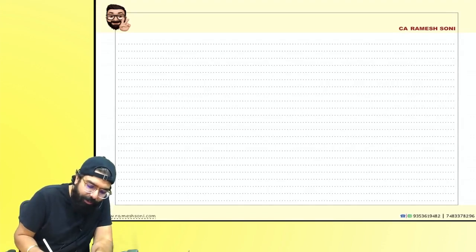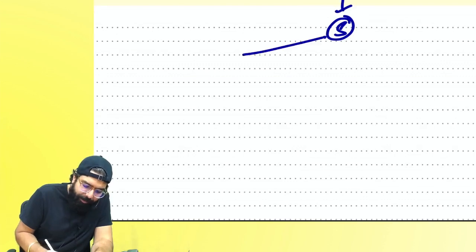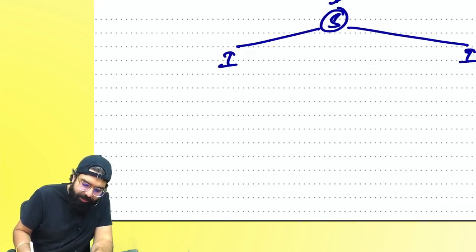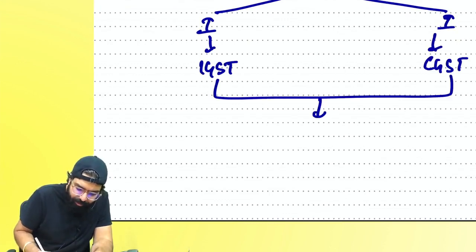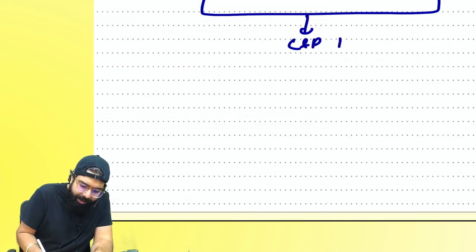We started learning GST with goods or service. Goods and service has to be supplied. Supply can be interstate or intrastate. Interstate supply, IGST will be levied. Intrastate, CGST. Once GST is levied, GST has to be collected and paid by a taxable person.